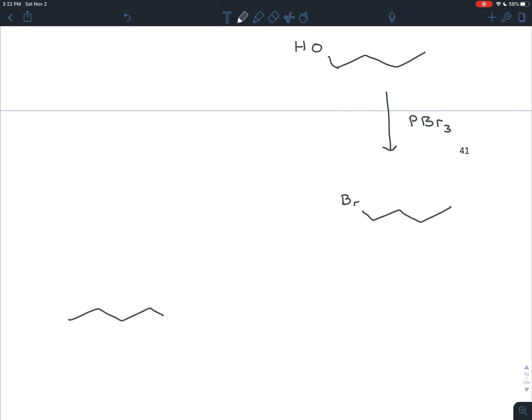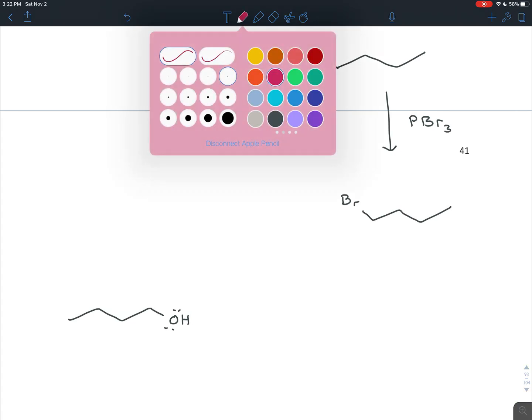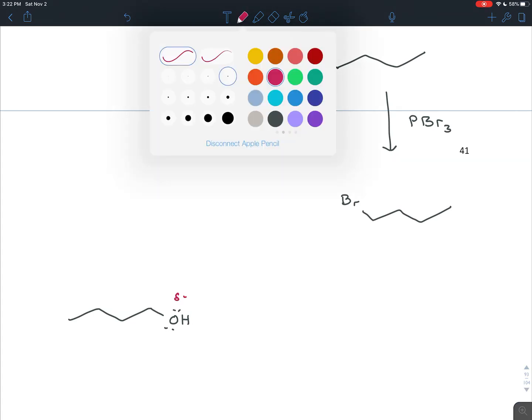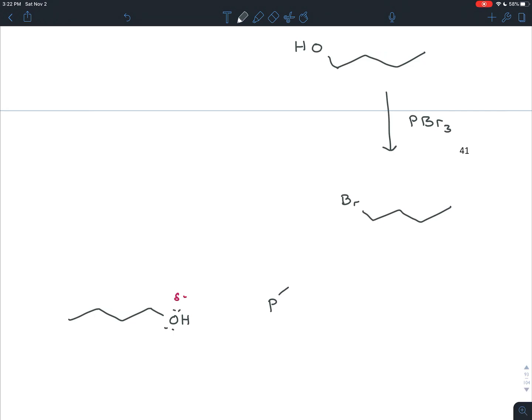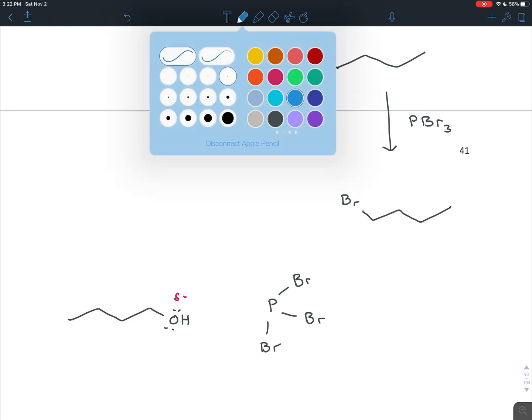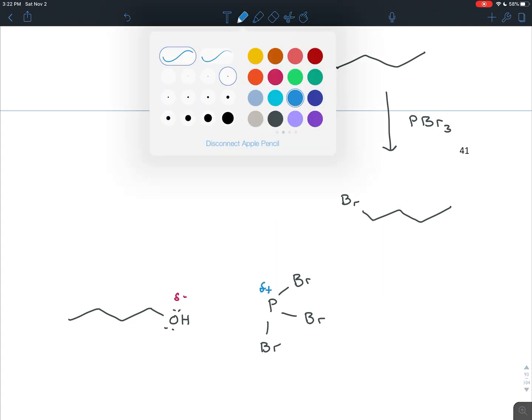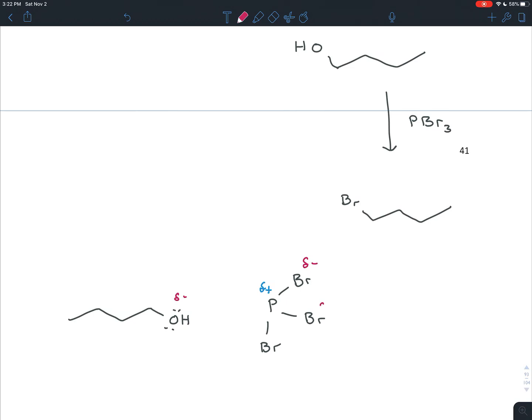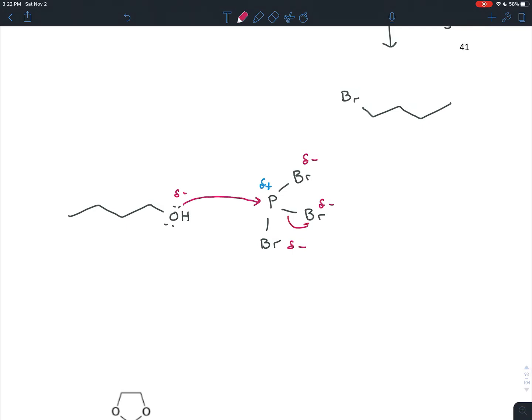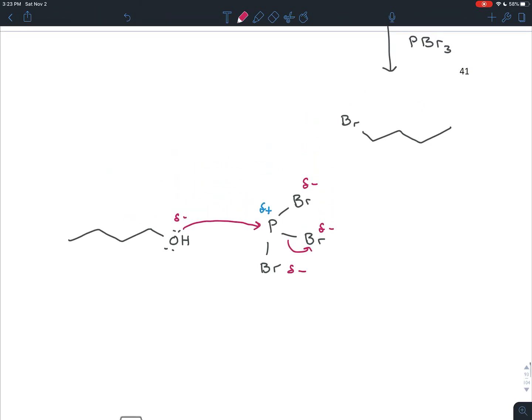Let me draw it going the other way. Let's say we have this. This oxygen is kind of nucleophilic because it has those lone pairs and a slight negative charge. Phosphorus tribromide, the bromines are more electronegative than the phosphorus. So they pull electron density to themselves. The phosphorus becomes slightly positive. The bromines are slightly negative. And the oxygen attacks the slightly positive phosphorus and kicks one of the bromines off.